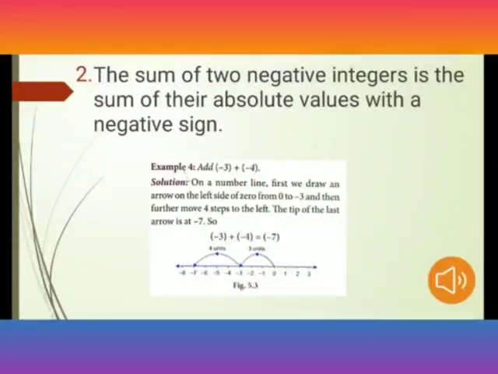Now let's see the next slide. The sum of two negative integers is the sum of their absolute values with a negative sign. As you can see in the example, minus 3 added to minus 4. On the number line, first we draw an arrow on the left side of 0 from 0 to minus 3 and then further move 4 steps to the left. The tip of the last arrow is at minus 7. So the answer will be minus 3 plus minus 4, the answer will be minus 7.